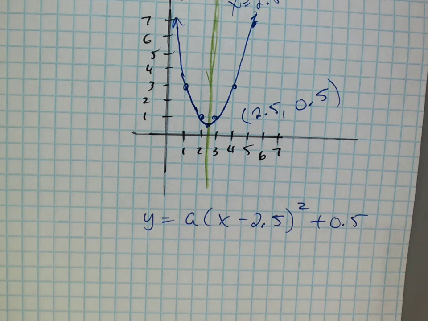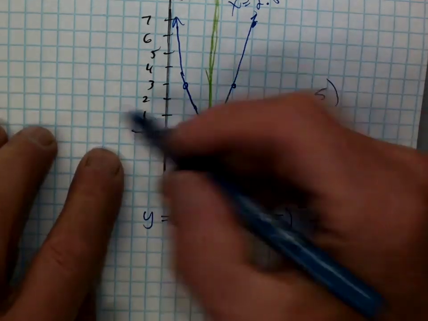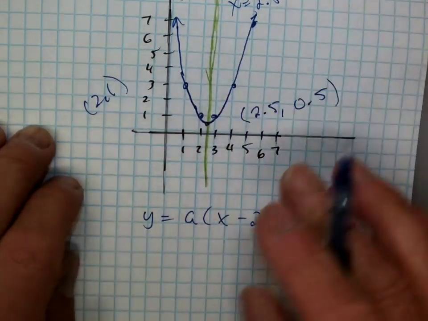Or how about this point at (2, 1)? That looks like an easy point also, right? So of all these points, which one looks like the easiest to work with? Probably (2, 1). You guys agree? And don't pick the vertex, because that'd be silly, okay? But let's take the point (2, 1), and we can plug it in, right?